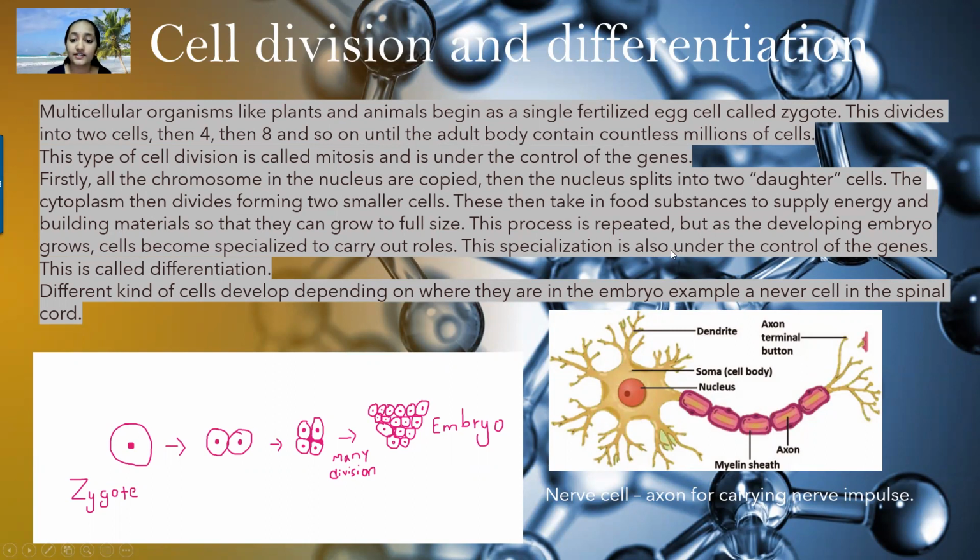This specialization is also under the control of the genes. This is called differentiation. Different kinds of cells develop depending on where they are in the embryo. Example, a nerve cell in the spinal cord.